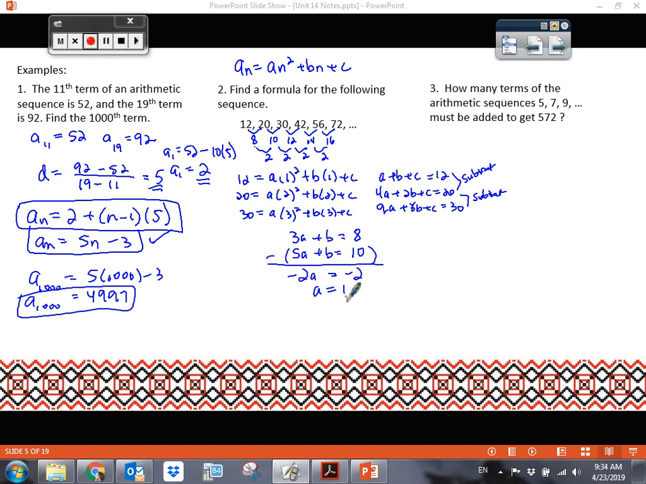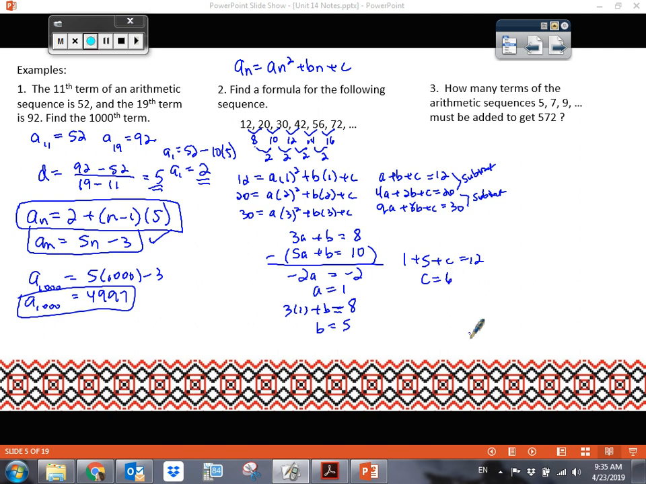So once I have one of the numbers, I'm going to back substitute. A is 1, so I'm going to go backwards. I'm going to go into this equation right here. So 3 times 1 plus b equals 8. So b is going to be 5. Right, and then I'm going to continue to back substitute. I'm going to go all the way back to here, to this a plus b plus c is 12. I just kind of like that one. You can go to any one of them, but I'm going to go to that one. So 1 plus 5 plus c is 12. 1 and 5 is 6, so c is 6.